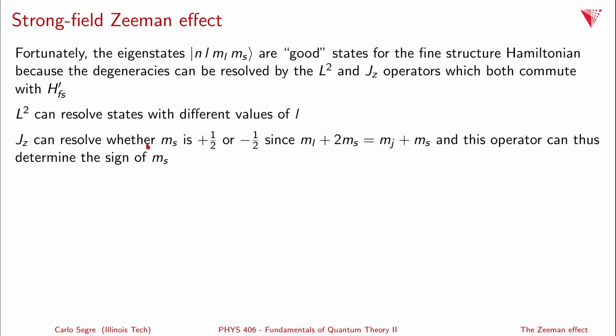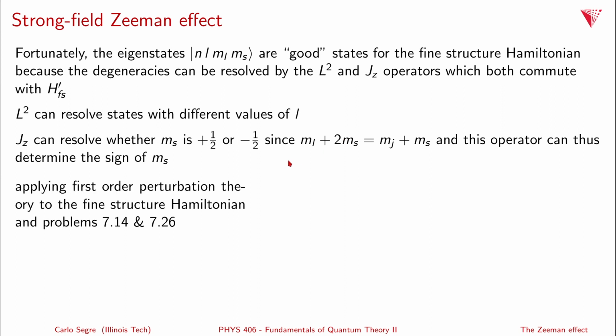And J sub Z resolves whether M sub S is plus 1/2 or minus 1/2, because M sub L plus 2 M sub S is equal to M sub J plus M sub S, because M sub L plus M sub S is just equal to M sub J. And therefore, you can distinguish whether the sign is positive or negative for M sub S. That is, when you apply J sub Z, you'll be able to tell whether this combination is due to a negative M sub S or a positive M sub S, because you also know L. And so we can use these also for the spin orbit Hamiltonian.